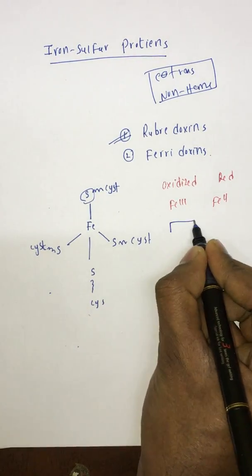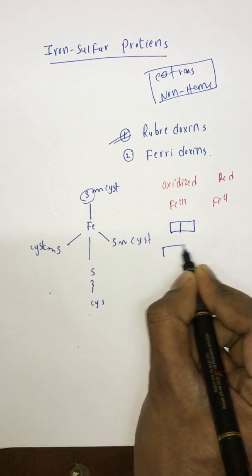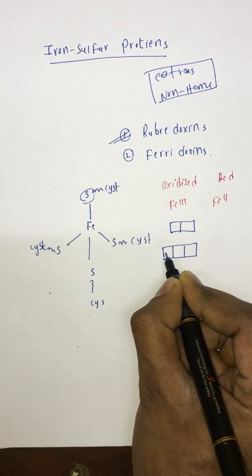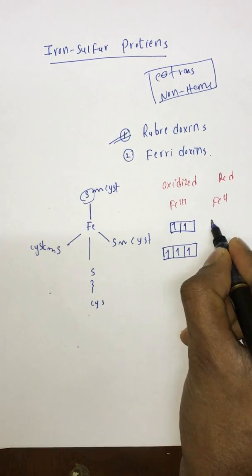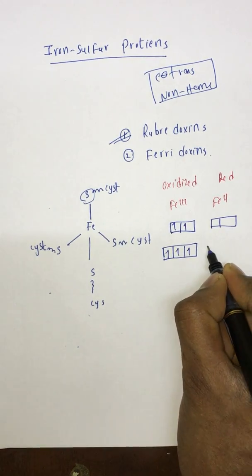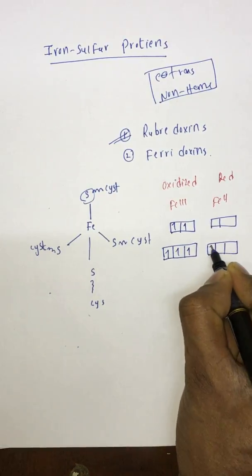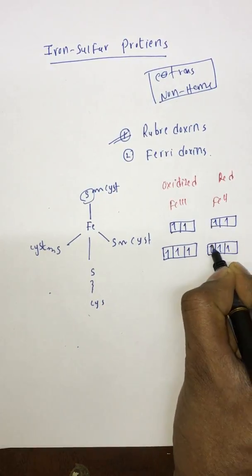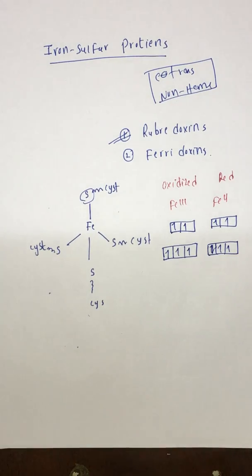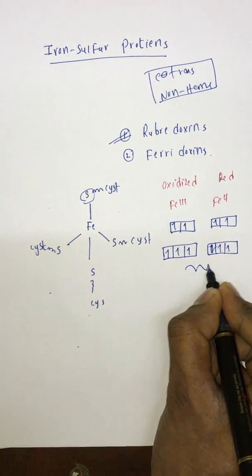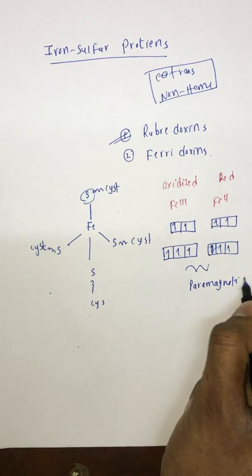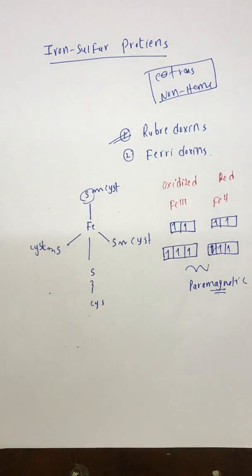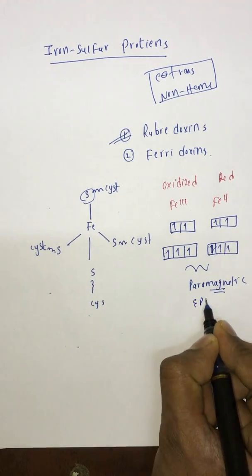So in +3 oxidation state, iron has this kind of configuration, d5: 1 2 3 4 5, whereas in +2 it has 1 2 3 4 5 6. Both are paramagnetic. In oxidized form as well as in reduced form, ferredoxin is paramagnetic in nature because unpaired electrons are there, and both are EPR active.